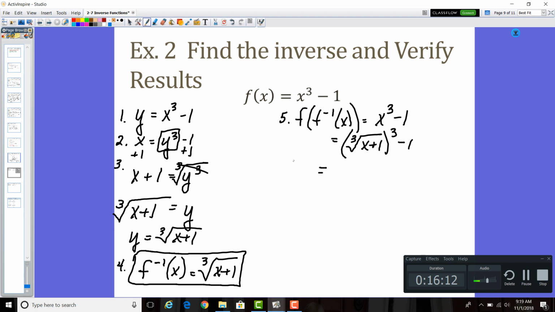If squaring a square root eliminates the root, then cubing a cube root will eliminate that root. That leaves me with x plus 1 minus 1, which equals lovely little x, which is what we want.